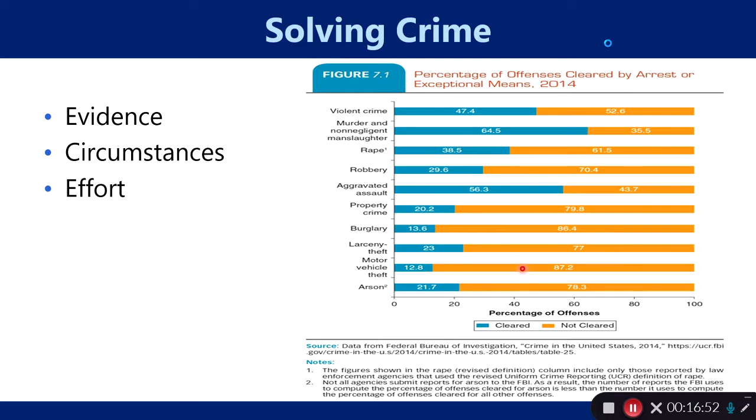Motor vehicle thefts are pretty low as well. Arson's really low, and that's just really hard to solve because of the destruction of evidence in the fire. Burglaries are much lower as well. So you see these violent crimes being much higher. They put a lot of effort into them, and also most of the time when people are the victim of murder or aggravated assault, it's someone that they know, so it makes it much easier to clear that crime. But it does vary a lot across the amount of evidence that's present, the circumstances, and the effort.